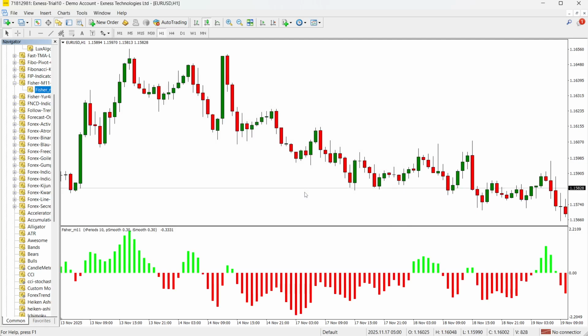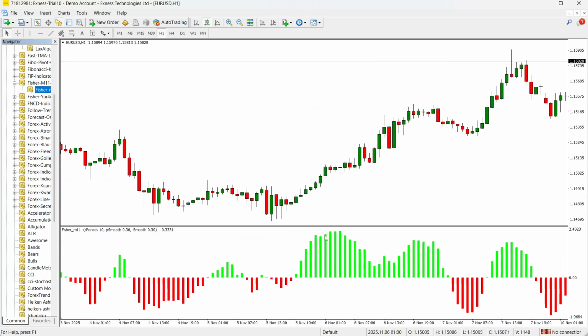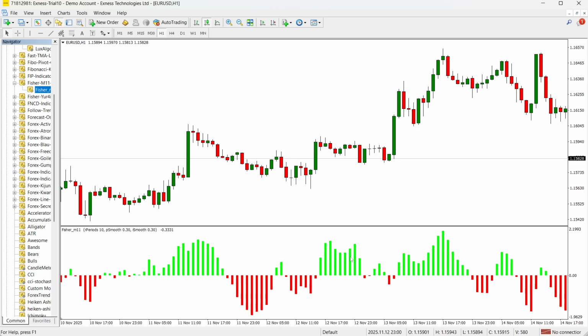The Fisher M11 indicator is displayed in a separate sub-window beneath the main chart as a histogram centered on a horizontal zero line. When the histogram extends above zero, the bars are colored green, visually highlighting bullish conditions and upside momentum based on the Fisher transform of recent prices. When the histogram is below zero, the bars switch to red, highlighting bearish conditions and downside momentum.